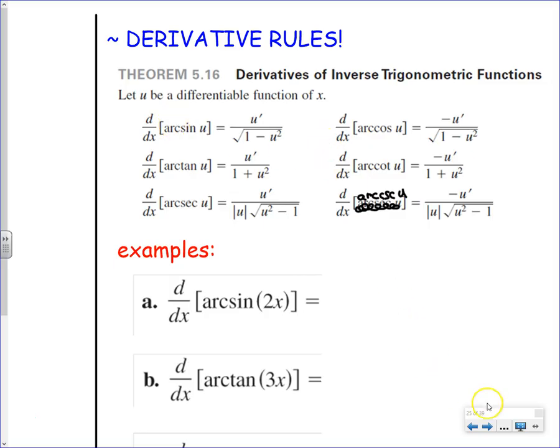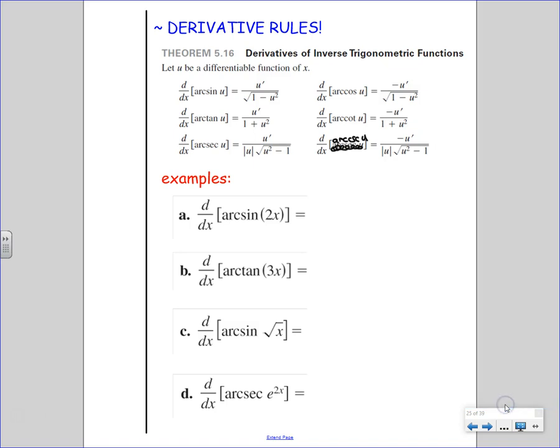You guys might want to take a quick picture of it. Remember your inverse trig rules? Do you have them in your forever cards? Don't they make things a lot easier if you just have them down pat? I think so too. All of them are going to be negative when you have trig functions with co-. And don't forget your u prime.